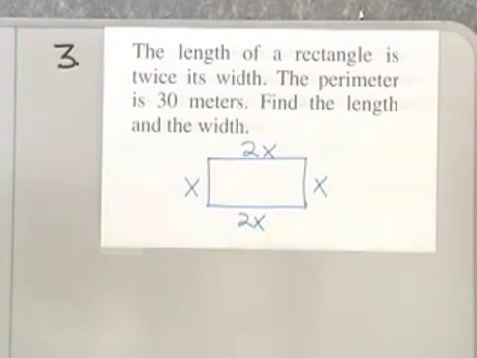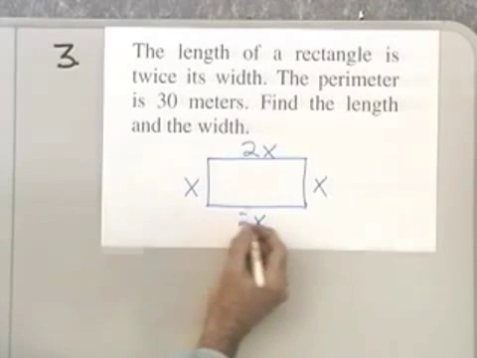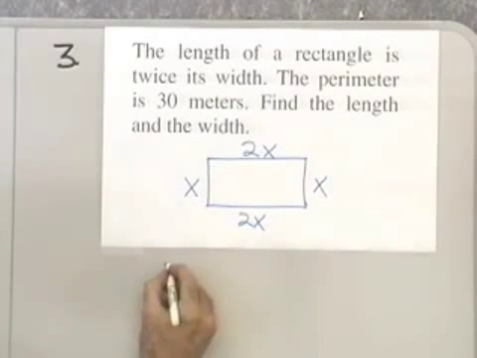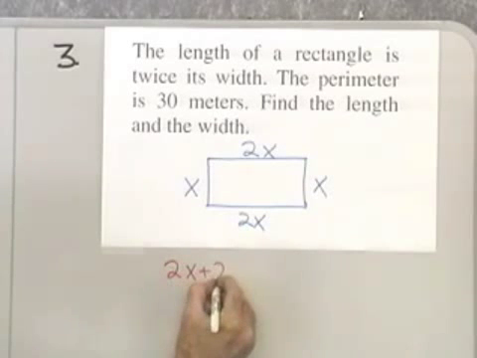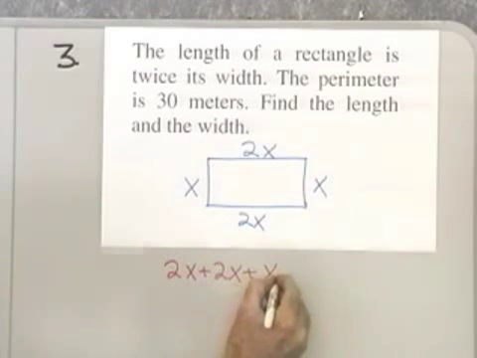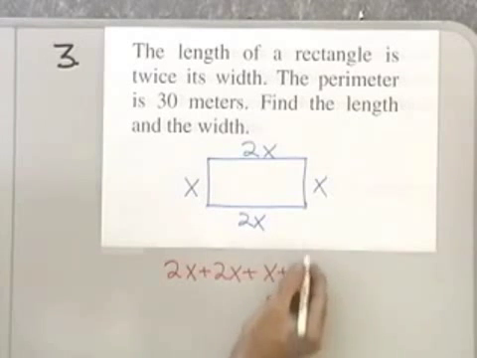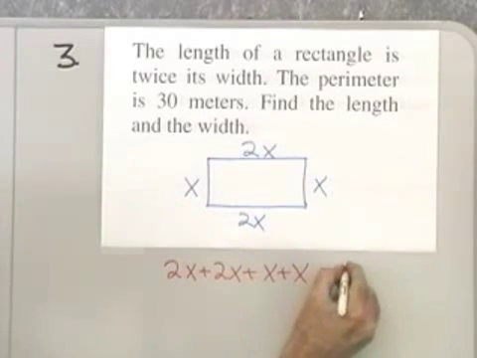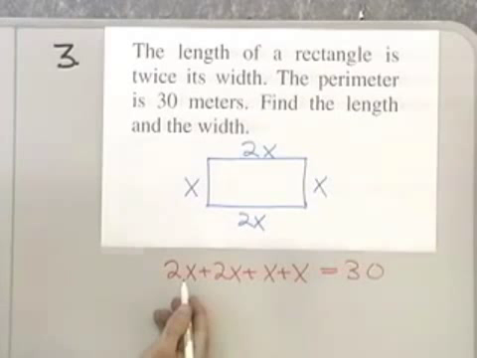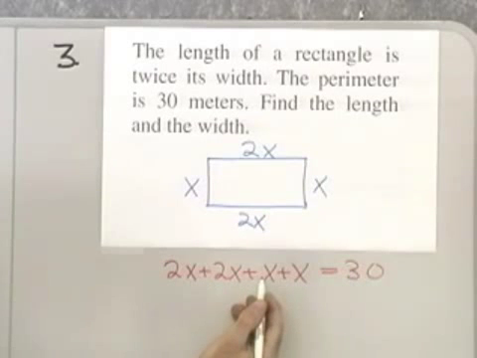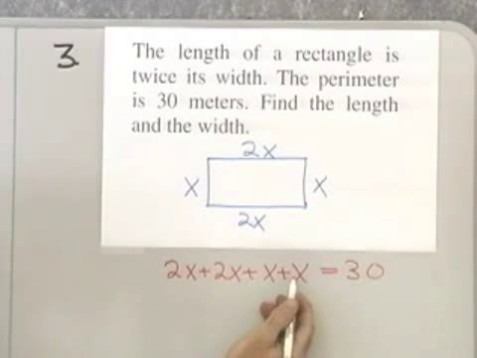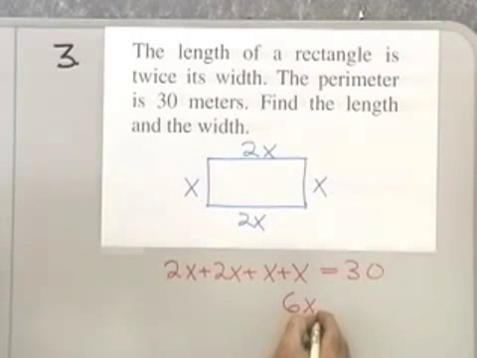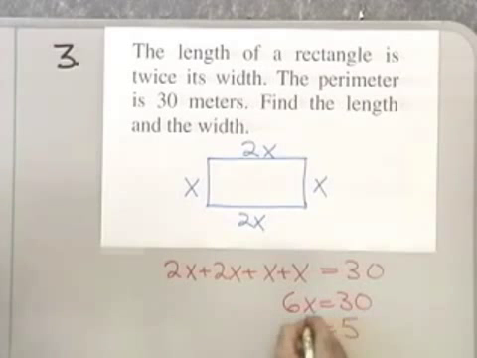Now, I can write an equation that describes the situation by simply adding up all four sides to get the perimeter. 2x plus 2x plus x plus x is the perimeter of this rectangle, and that comes out to be 30. So 2x and 2x is 4x, plus 1x is 5x, plus another 1x is 6x, so I have 6x equal to 30, so x is equal to 5.